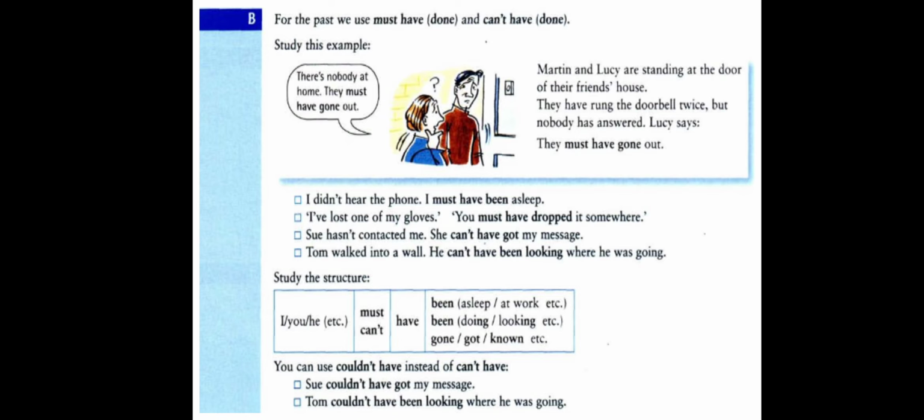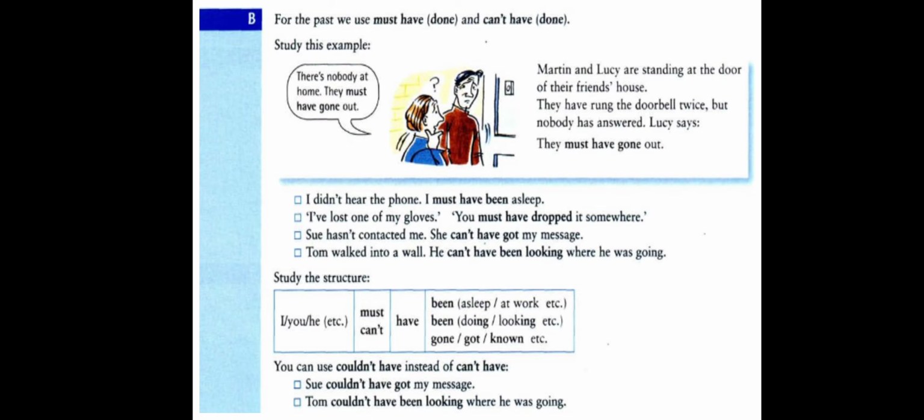I didn't hear the phone. And here, didn't is in the past. What was the possibility in the past? What was the inference in the past? The inference was like this: I must have been asleep. If the person wants to say he's sure he was asleep, he says I was asleep. And to make it an inference, a conclusion, you say I must have plus the past participle of was, which becomes been. So the person says I must have been asleep to make an inference.